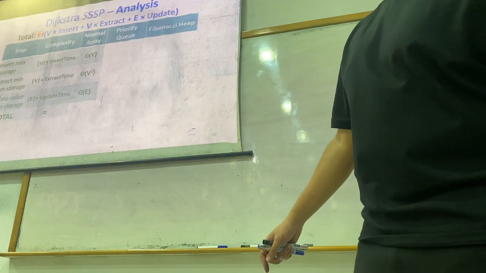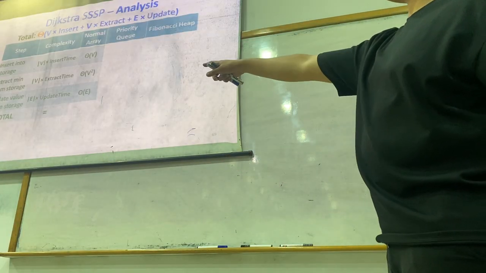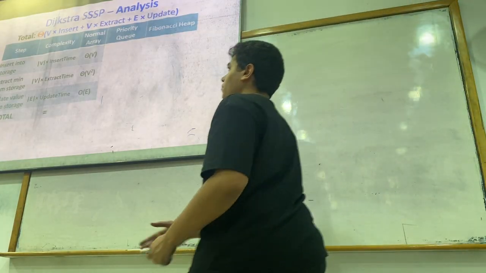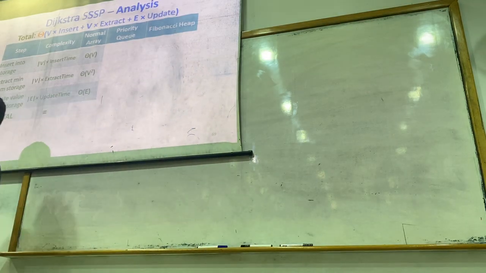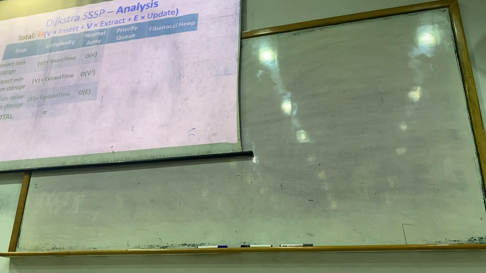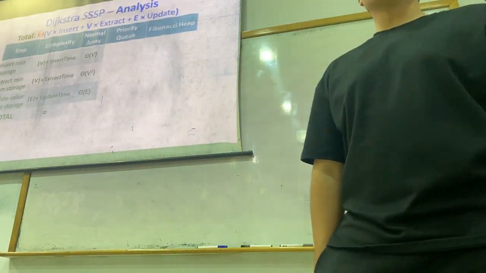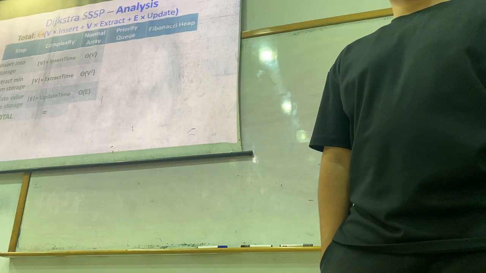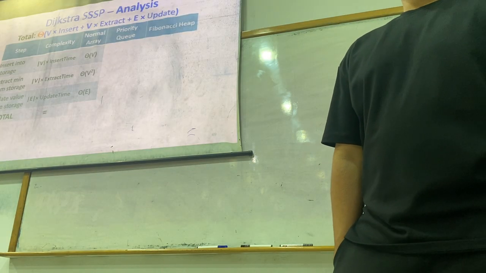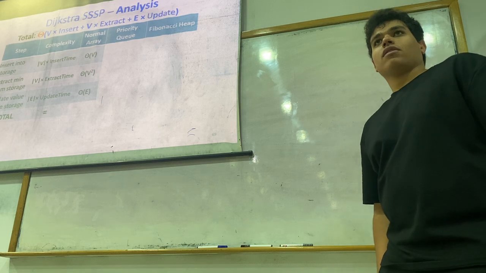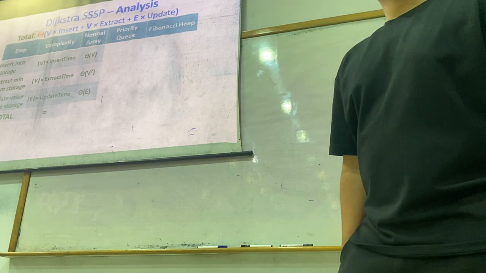Before going to the priority queue, what's the total complexity here? Can you tell me? Inside is plus, so it will be an addition. It will be V squared or V squared plus E? V squared plus E. No, V squared only. What's the maximum number of E?